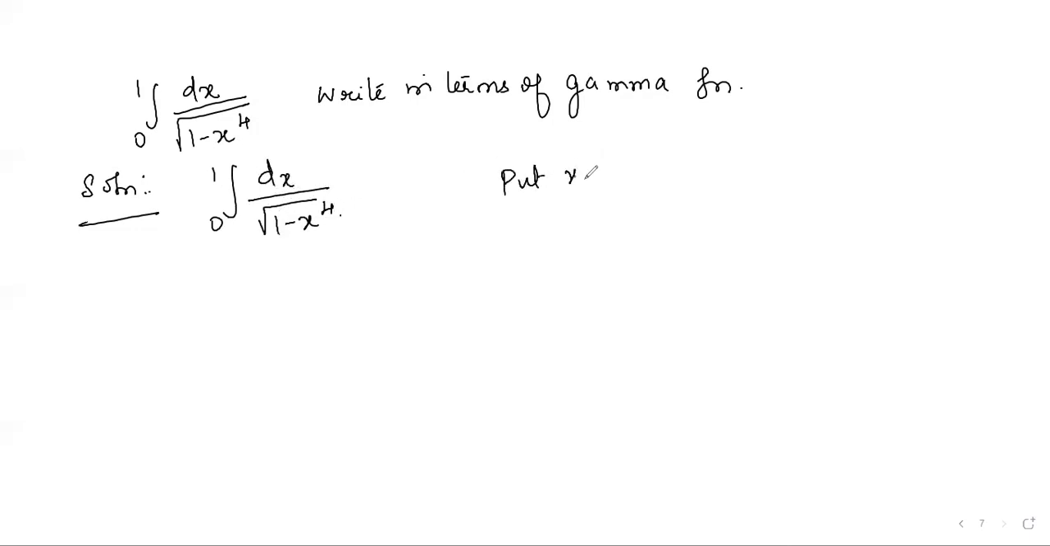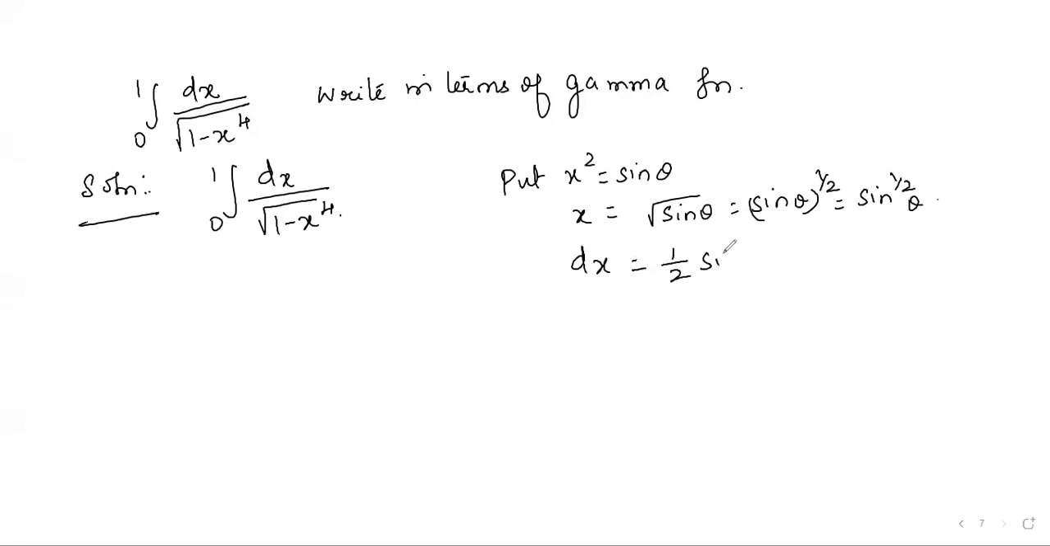So the integral is integral 0 to 1 dx by root of 1 minus x power 4. So put x square is equal to sine theta. That means x is equal to root of sine theta, which is sine theta whole power half, and which can be written as sine power half theta. So differentiating this, you will be getting dx is equal to 1 by 2 sine power half minus 1, therefore it is sine power minus half theta into d theta.